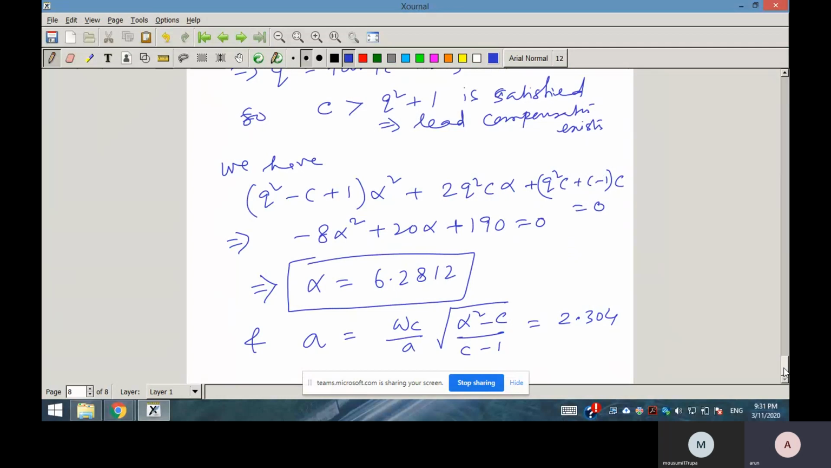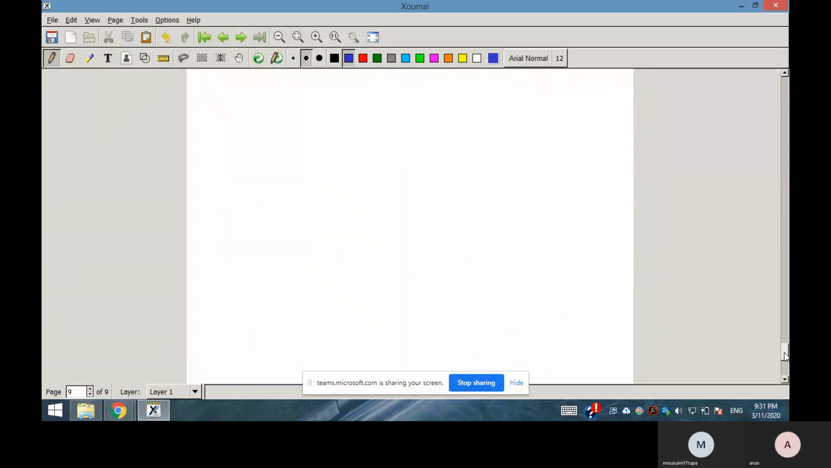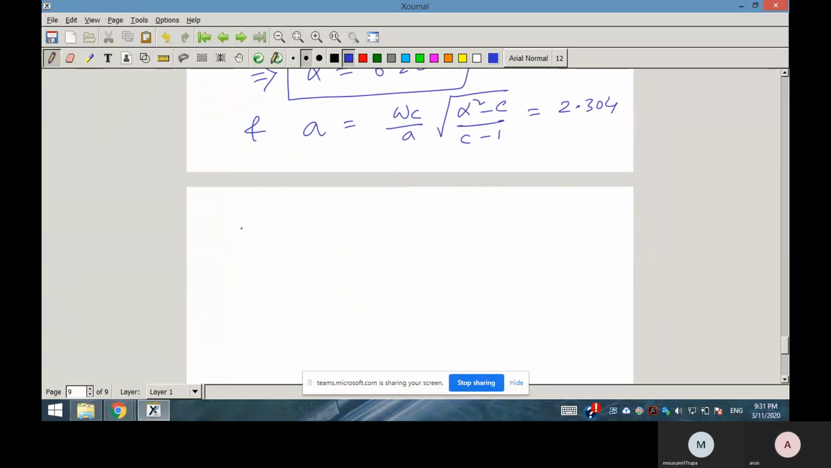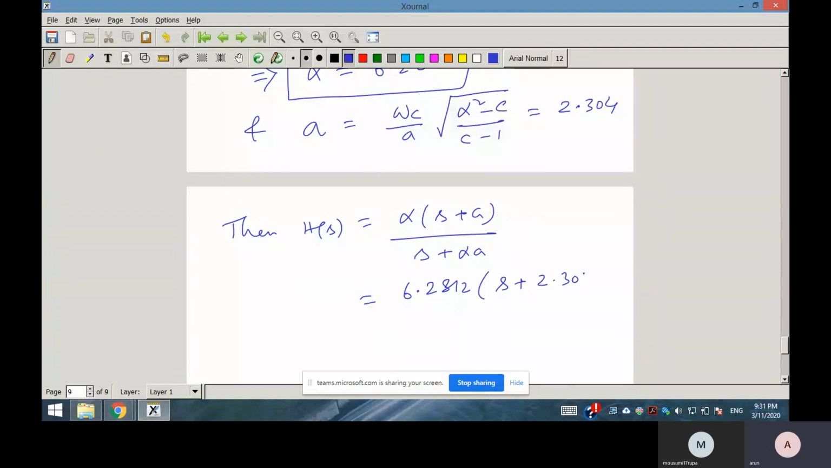So ultimately your H(S) will be alpha into S plus A divided by S plus alpha A. So this will be equal to 6.2812 into S plus 2.304 divided by S plus 14.472. So this is your H(S).